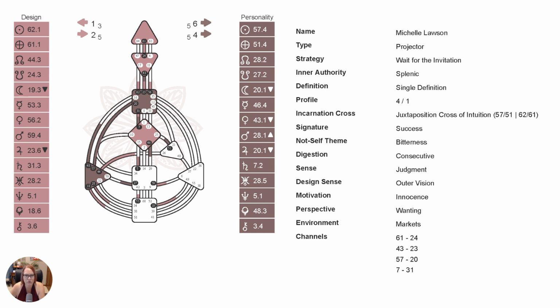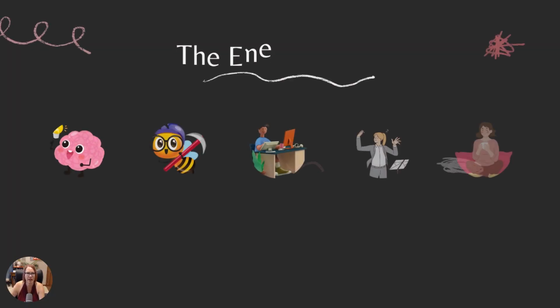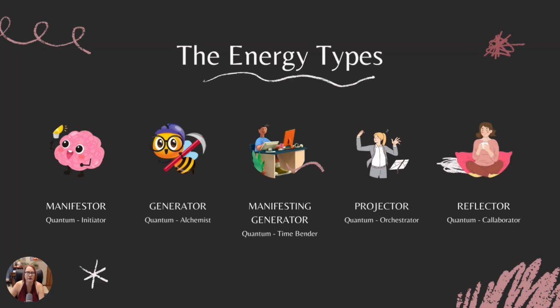So, let's move on to energy types. We have 5 energy types. We have the manifestor. They're the ones that are going out there initiating. They are your entrepreneurs. They get these downloads and they go and they are ready to go. But the thing is that they get so focused on what they're doing, they forget about everybody else around them.